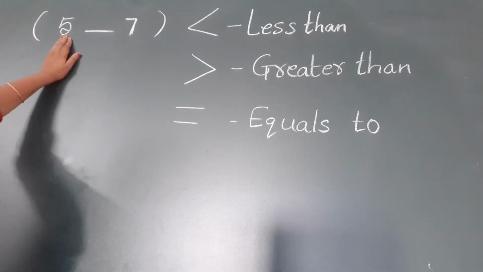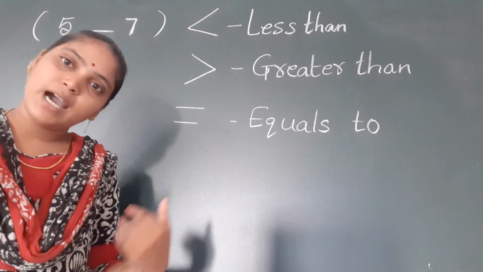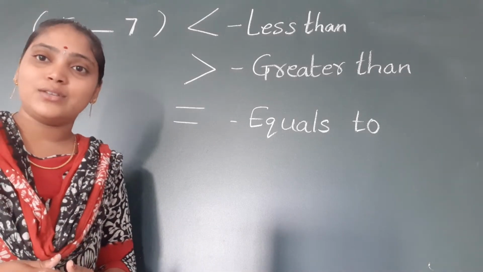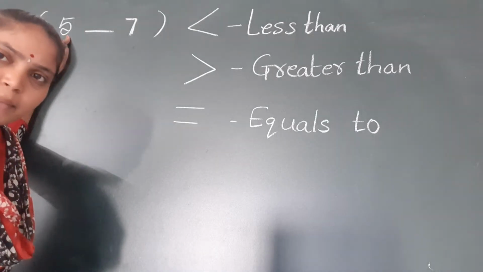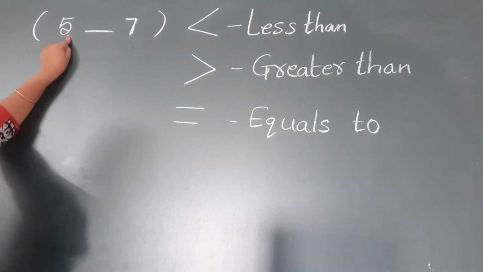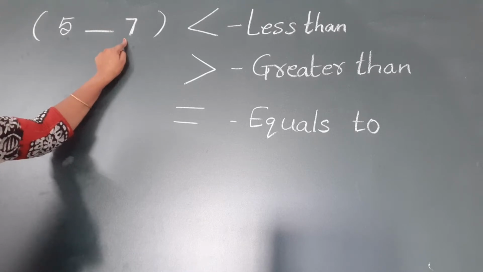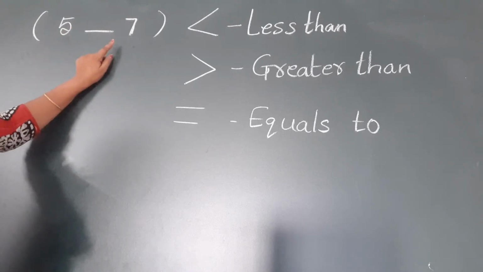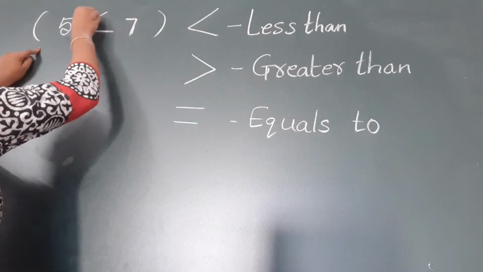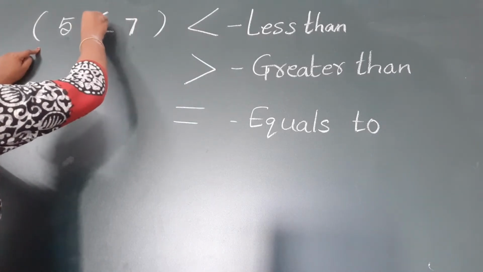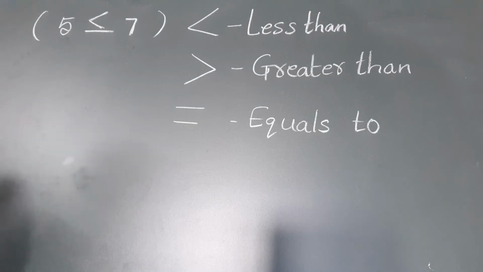Yes, you can say, children. Is 5 bigger or 7 bigger? Yes children, 7 is bigger. That means 5 is the smaller number. Am I correct? Yes, 5 is smaller than 7. So for the smaller number, we have to use less than.